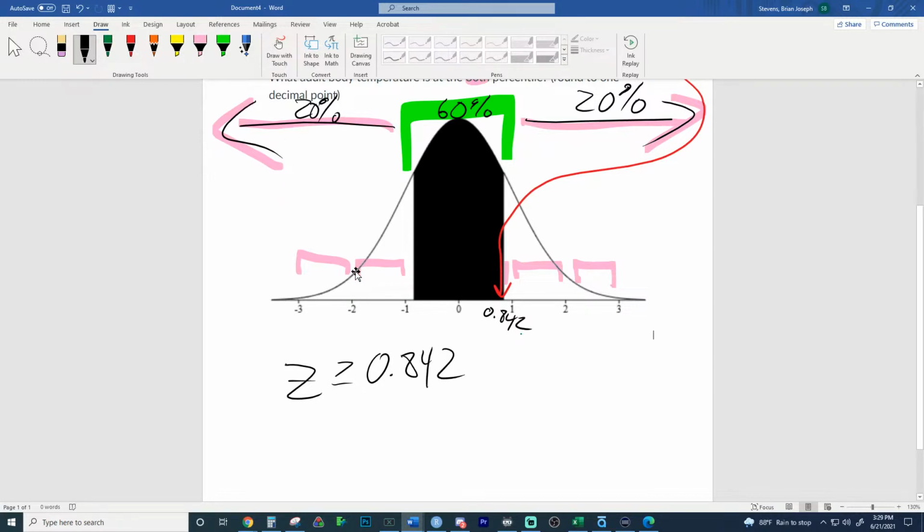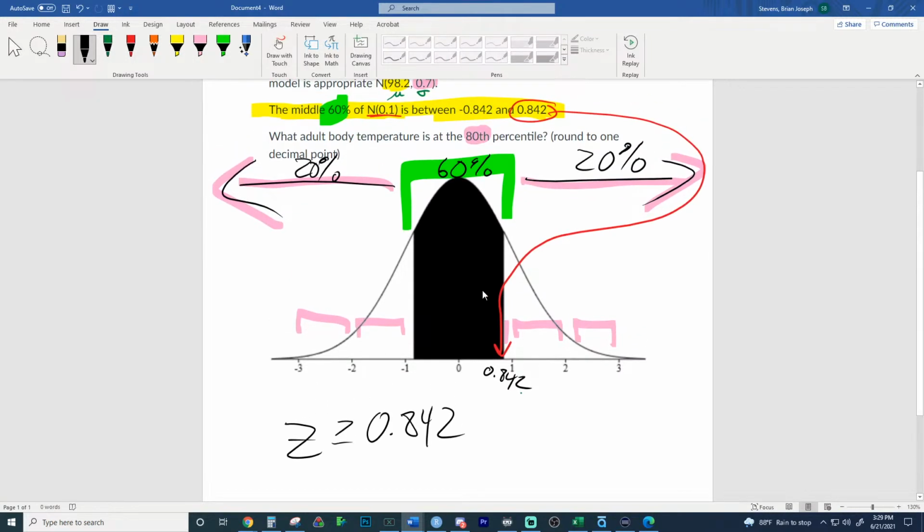So if it says a z-score greater than or equal to 0.842, using the information on the screen, which we've marked, they told us this was 60%. That's what the question told us. It said that 60% is in between these two numbers. So that's why I marked this here.